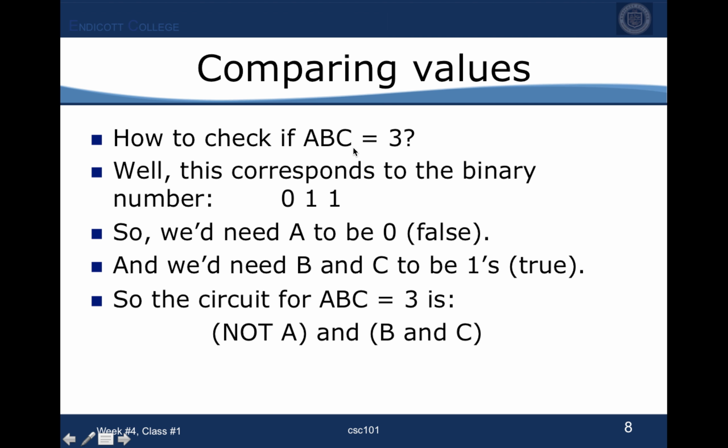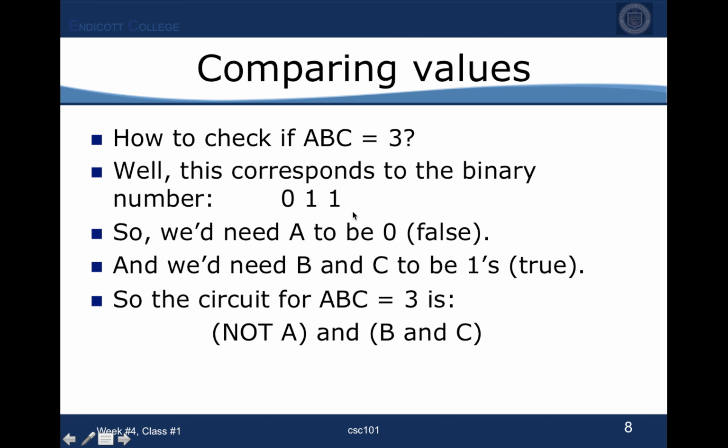So to ask, is ABC 3? Well, what is 3 in binary? Well, 3 in binary is 0, 1, 1, if you remember. So in order to know, is ABC 3, the number 3 in our world, I'm really asking, does it match? Is A 0, is B 1, and is C 1? That's the only way that ABC, this binary number, is 3, would be if A would be 0. So I need A to be 0, or again, false if you want to think more about true and false. I would need A to be 0. I would need B and C to both be 1s.